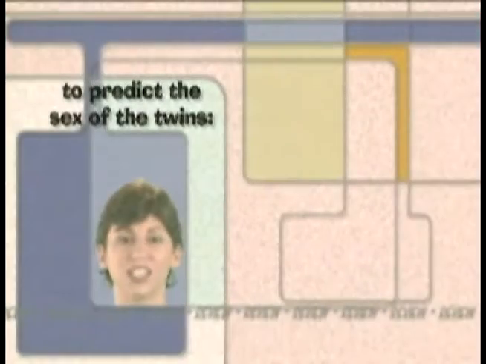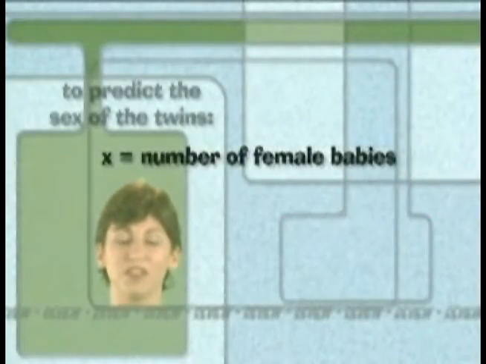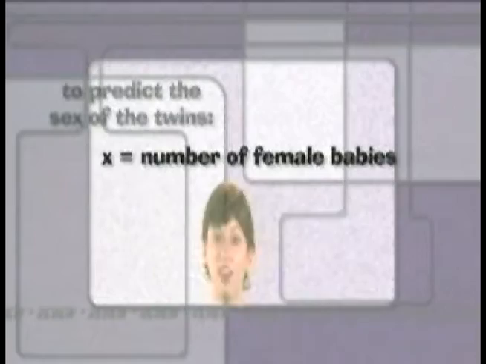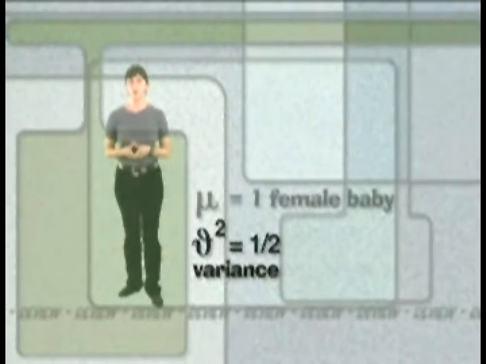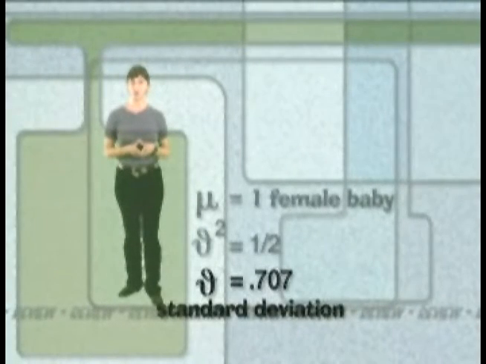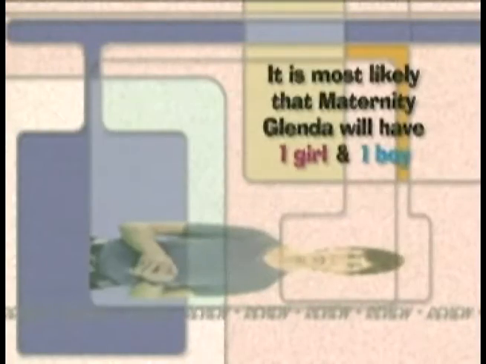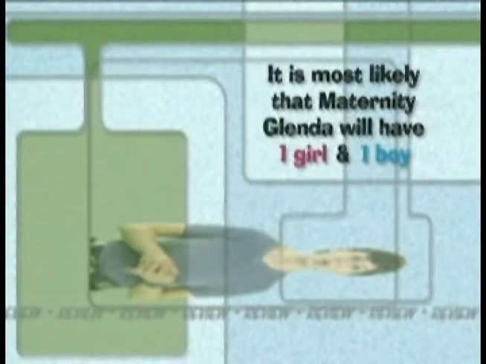To predict the sex of the twins, we used the number of female babies as our value for x. We found the expected value, or the mean, represented by mu, to be 1. The variance is 1/2, and the standard deviation is 0.707. So since our expected value is 1, it's most likely that Maternity Glenda will have 1 girl and 1 boy.